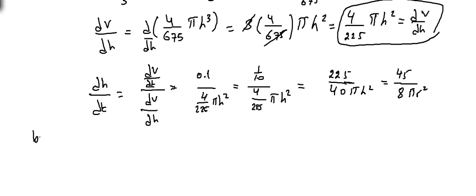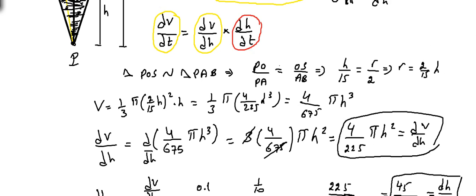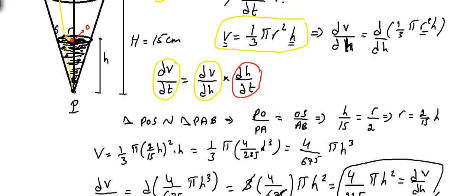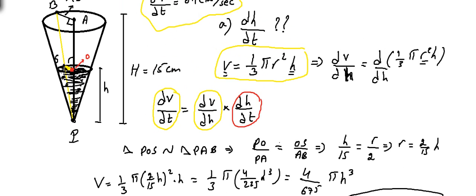Part B of this example. Now we found the dh over dt at any time. The dh over dt, the increase of height of water, depth of water at any time, is 45 over 8 pi r square. So it depends on the radius, right? This is the depth of water, okay? Depth of water, that's what we need to find from the beginning, dh.